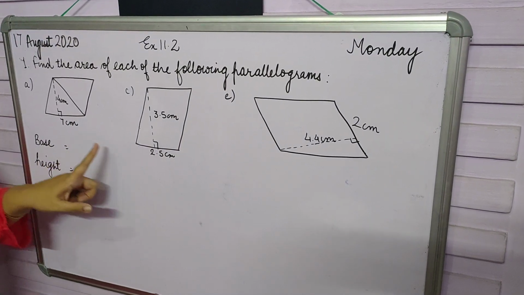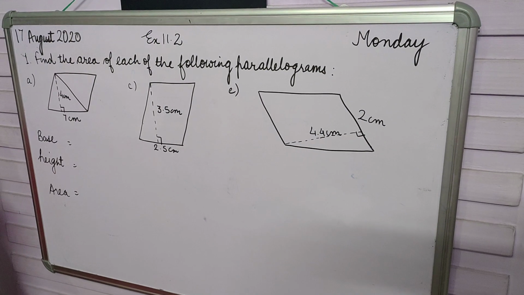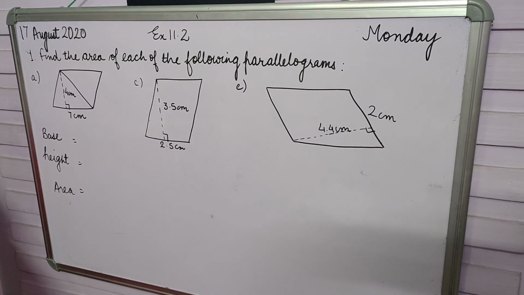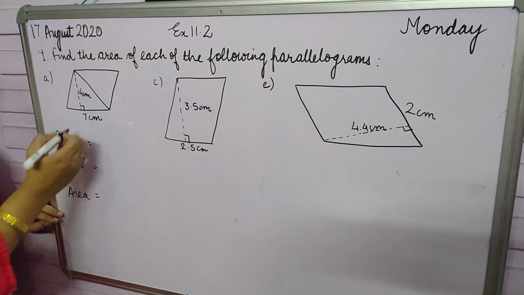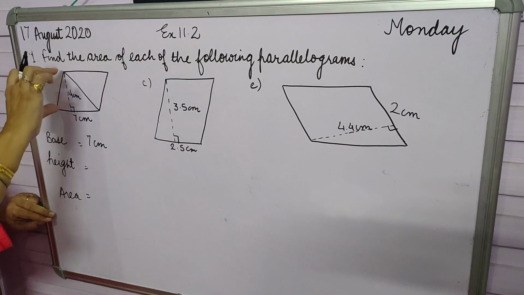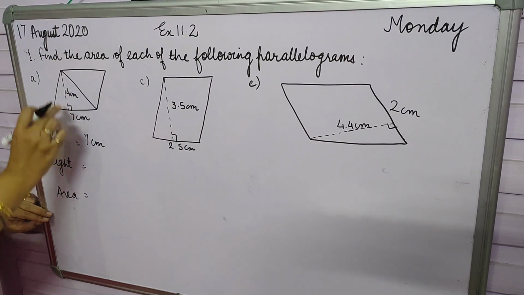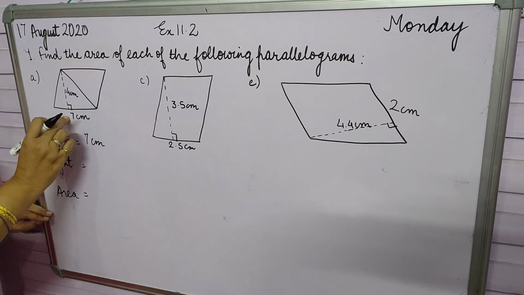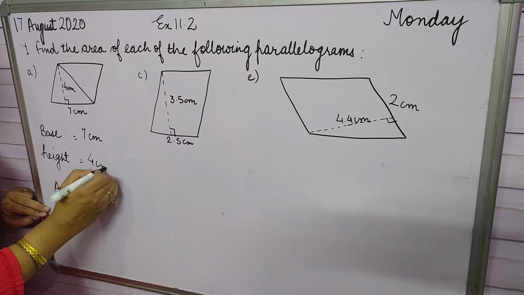There are 5 parts in the question and I am going to discuss 3 parts with you. Rest 2 parts are for your homework. Now if we see the first part, see this parallelogram. How much is the base? The base is 10 centimeter. How much is the height? Height we are to take the perpendicular which has been drawn from opposite vertex to the base. So height here is 4 centimeter.